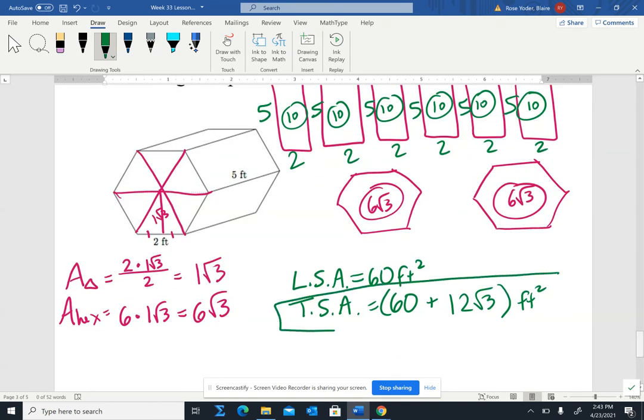So now we're going to try for homework to find a few surface areas and make sure to ask any questions so that we can master this. See you in a minute.